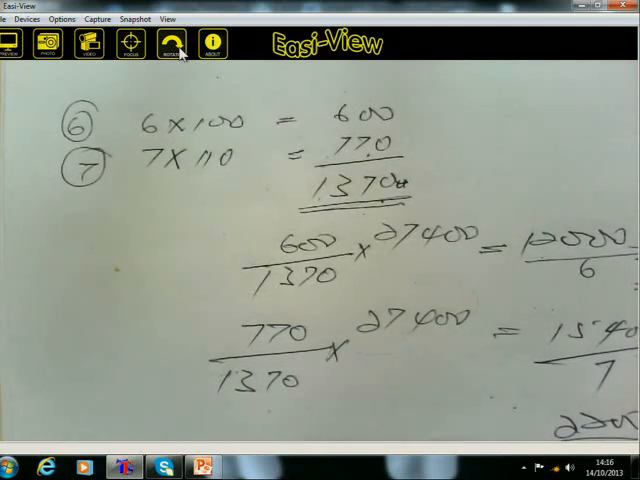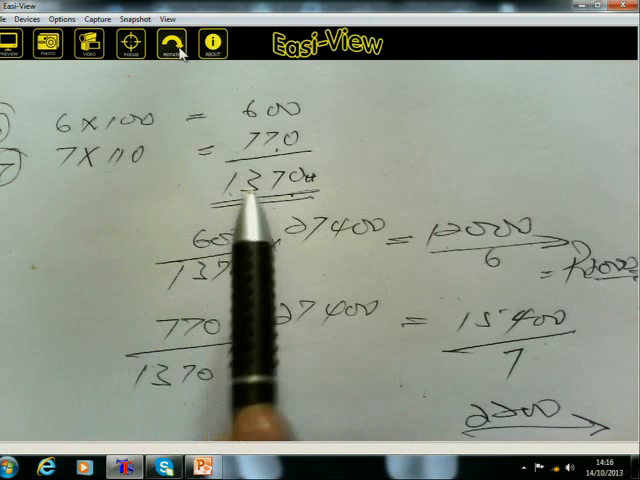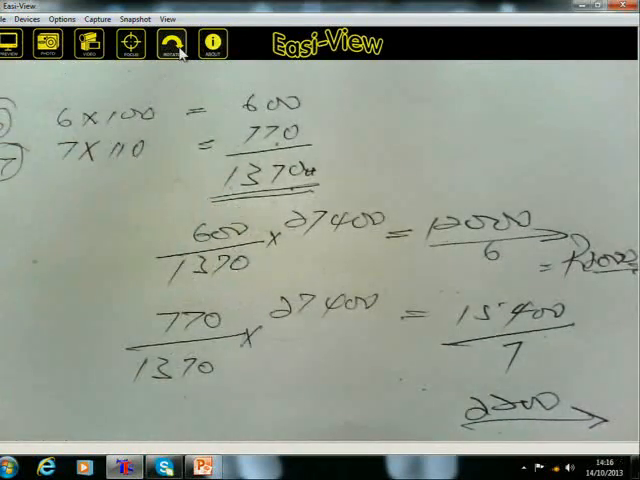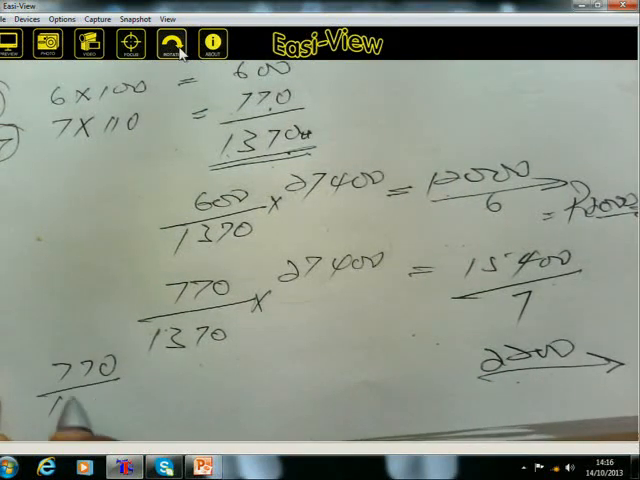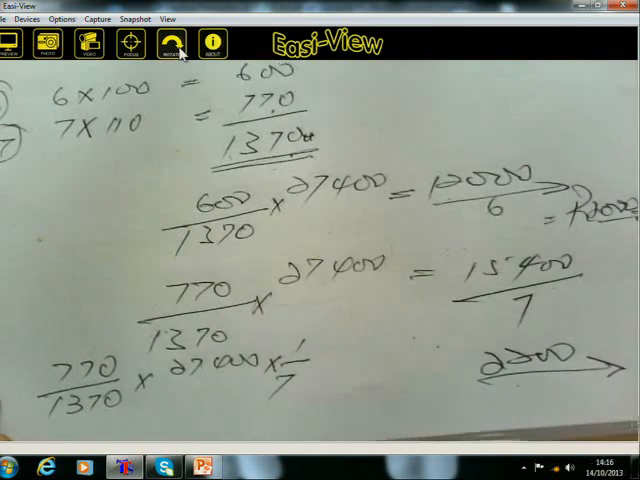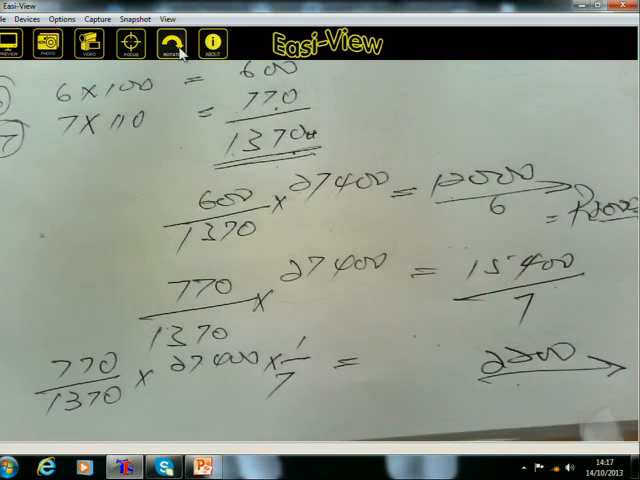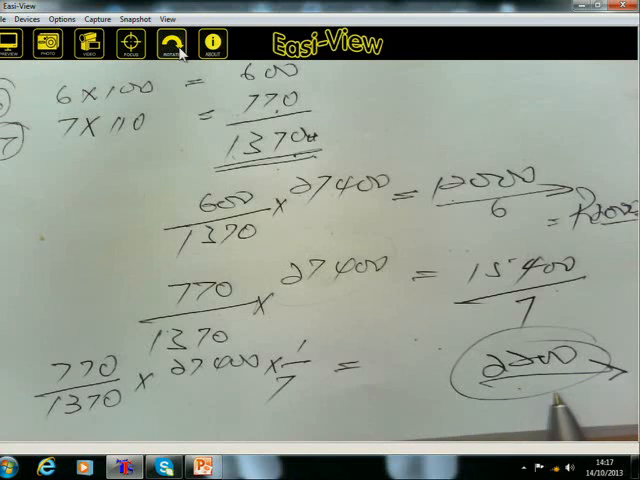Here you've got a number of options, shortcuts. Instead of going all this long route, you can go straight here, because what you want to determine is the amount paid in advance. So your formula will be 770 divided by 1370 times 27,400 times 1/7, because that's for 7 months. It will give you 2,200. That's what you want. You don't need all that other information.